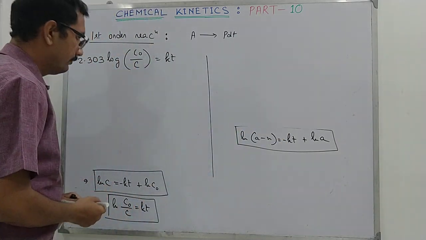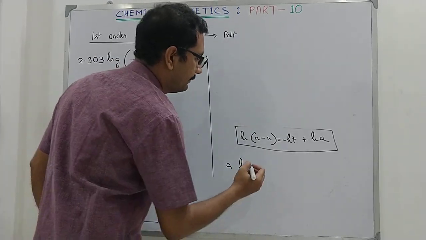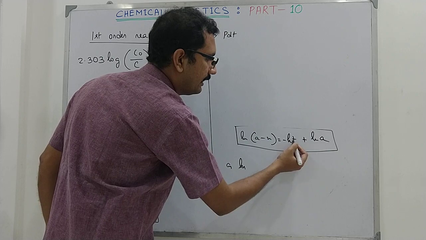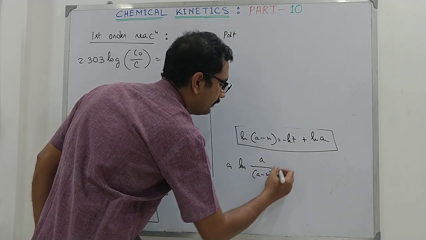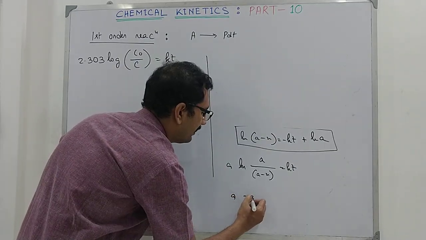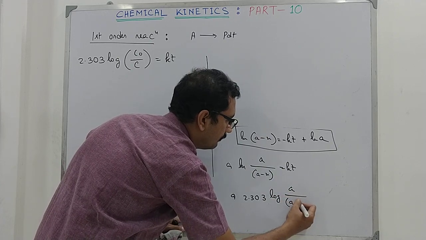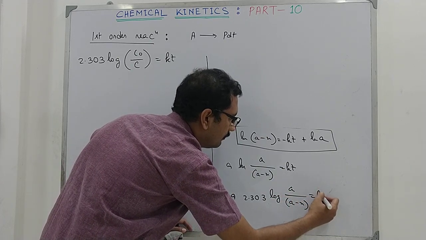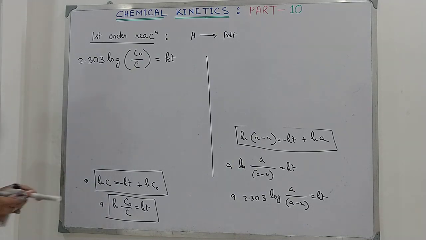Here also we can write in a similar way, or ln, we take this to the right hand side and take this to the left hand side. So we have ln a upon a minus x equals kt. This is another form, and we have another form, this one. Equivalent thing.